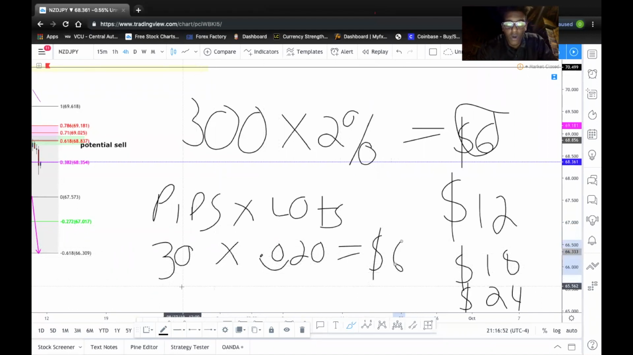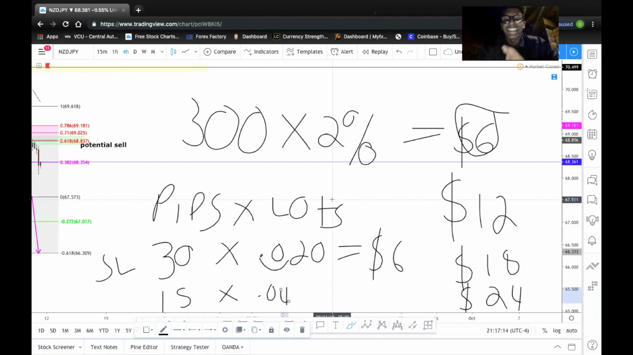Or we can do 15 pips. This is the stop loss. This is how much you're risking on each trade. 30 pips or 15. And here, instead of a 0.02, we can put a 0.04. The same thing, we move the decimal one to the right and we get 40 cents a pip. So 40 cents a pip times 15 pips is again $6.